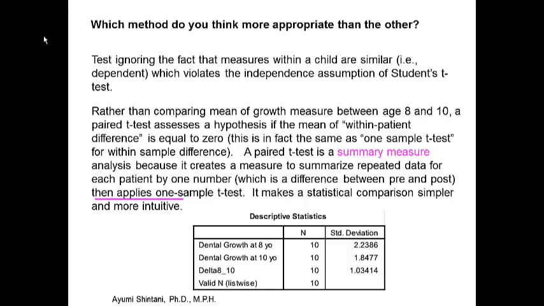And then rather than comparing mean of growth measure between age 8 and 10 using independent sample, the same thing as student t-test, independent sample t-test, we should use paired t-test. And what in fact paired t-test is doing is, instead of comparing mean of age 8 and age 10, it's taking within patient difference. And then the mean of that difference is 0 or not. Then paired t-test compares whether the mean of within patient difference is equal to 0 or not.